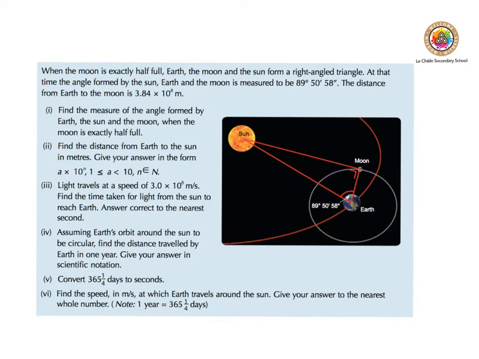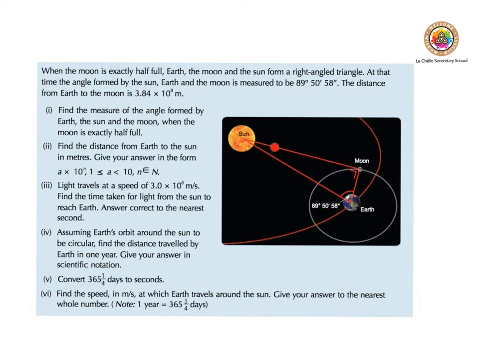Okay, so it tells us the story here. It says when the moon is exactly half full, Earth, the moon, and sun form a right angle triangle. At that time, the angle formed by the sun, Earth, and the moon is measured here to be 89 degrees, 50 minutes, and 58 seconds. And the distance from the Earth to the moon is 3.84 by 10 to the power of 8 meters. And then in part one here, we're asked to find the measure of the angle formed by the Earth, the sun, and the moon.